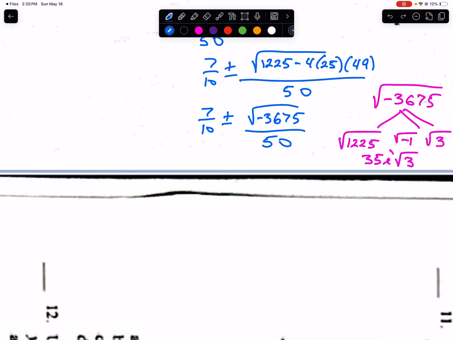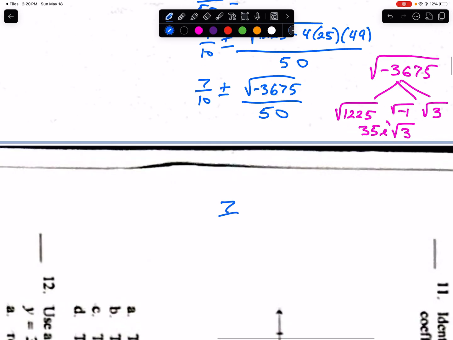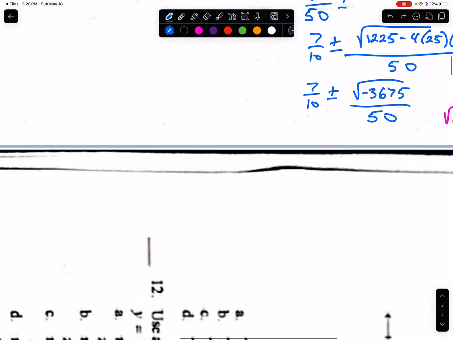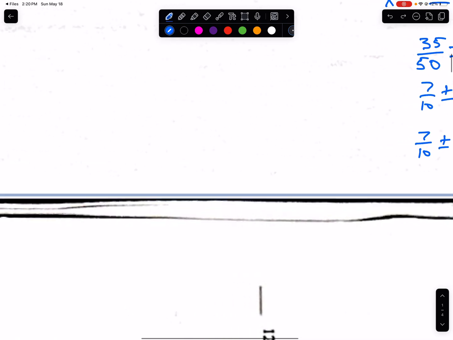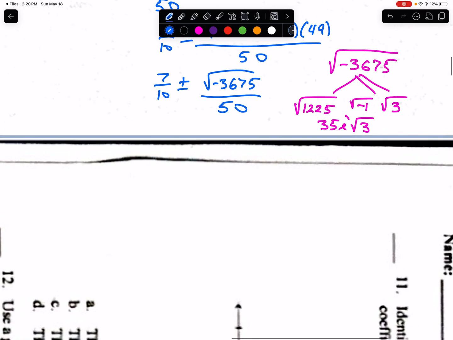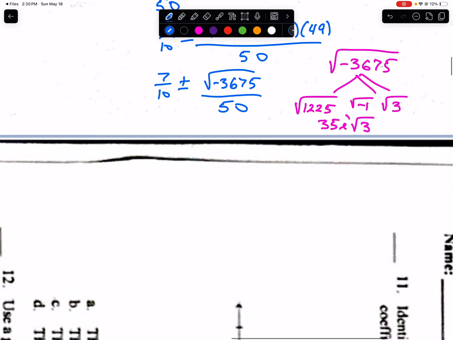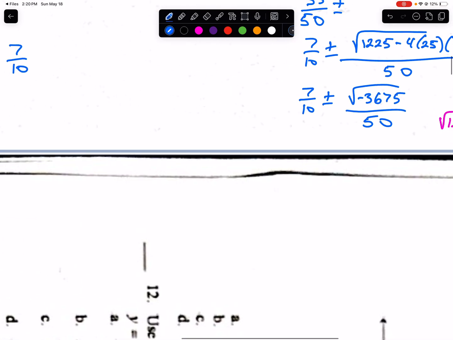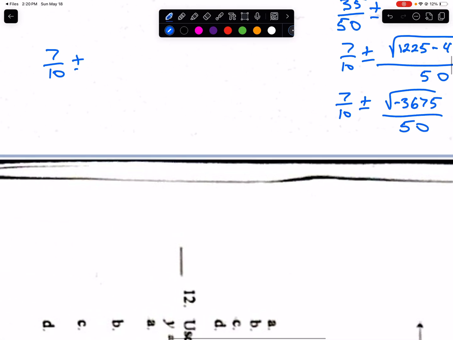So 7 over 10. Actually, I'm not going to write it there. I'm going to write it over here because this page is still the wrong way. So we have 7 over 10. So when I get this part right here, the 35 and the 50 are reduced to 7 over 10 again. So it's plus or minus 7i root 3 over 10.